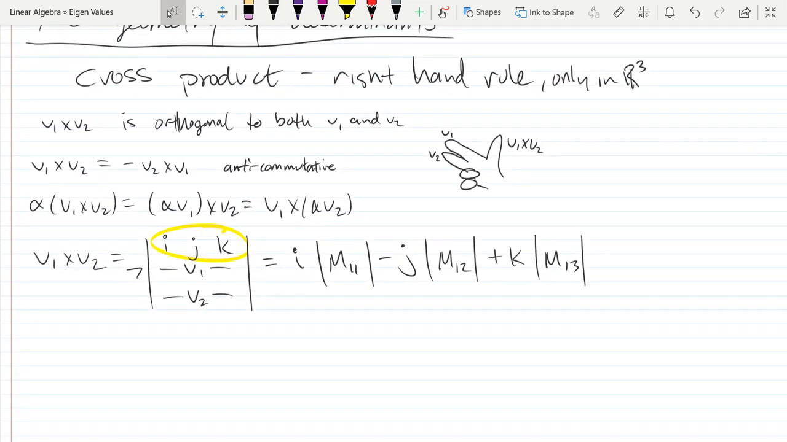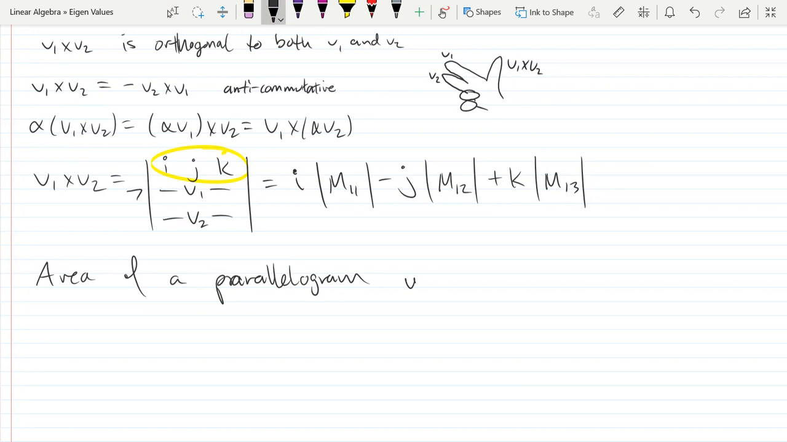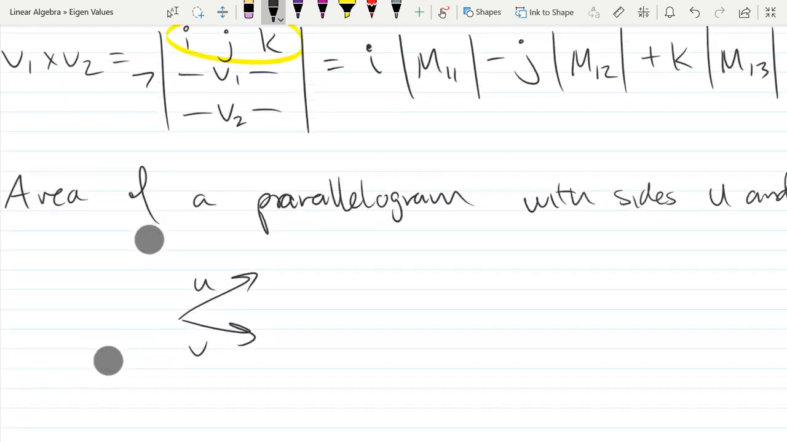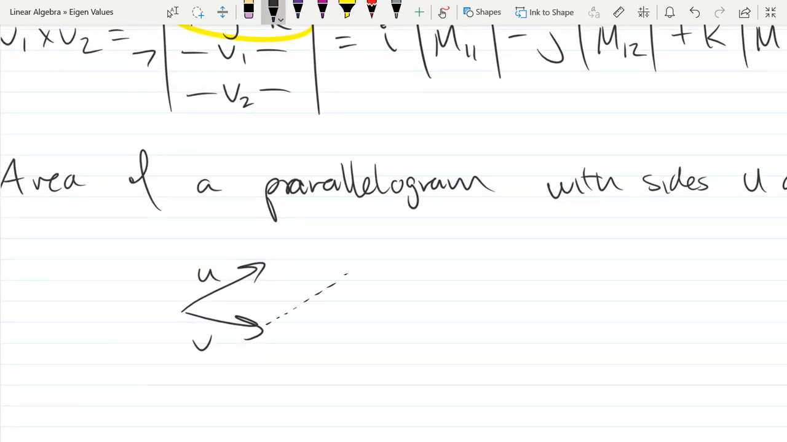So let's look at the area of a parallelogram with sides u and v, and this is in R3. So I'll draw a parallelogram. Well, I'll first just draw two vectors, u and v. As long as these vectors are not zero, there should be one parallelogram formed here. So all you do is make two more sides that are parallel. So I'm making a copy of u and then a copy of v. And there's our parallelogram right there. So we had our original two sides, and you just complete the parallelogram.